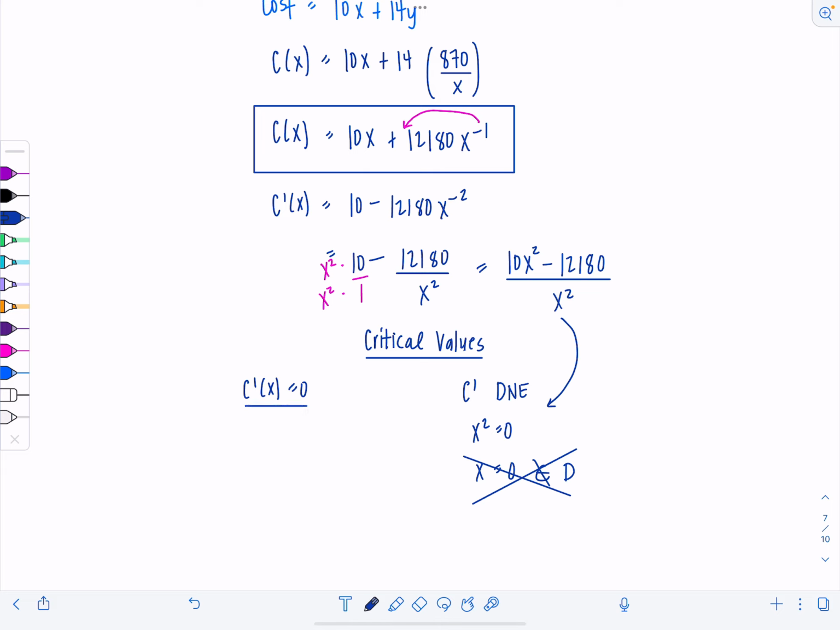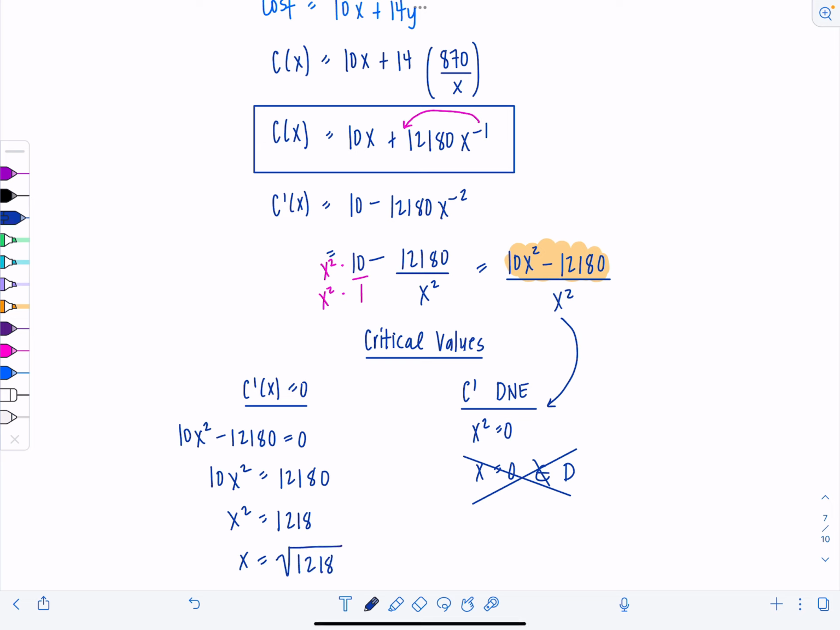So we're only interested in the case where c prime of x equals 0. And that happens when the numerator of your derivative is 0. So that would be 10x squared minus 12180 equals 0. So then we have 10x squared equals 12180. X squared is 1218. So x is square root of 1218. Does that simplify at all? Let's see. I'm just going to leave it like that.